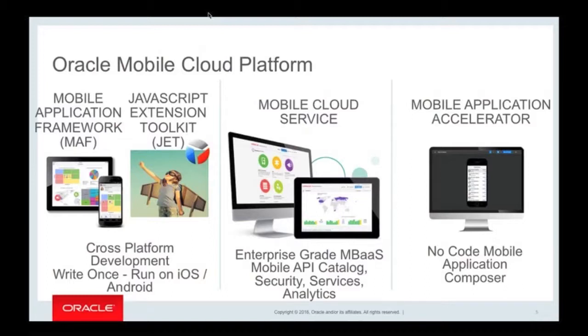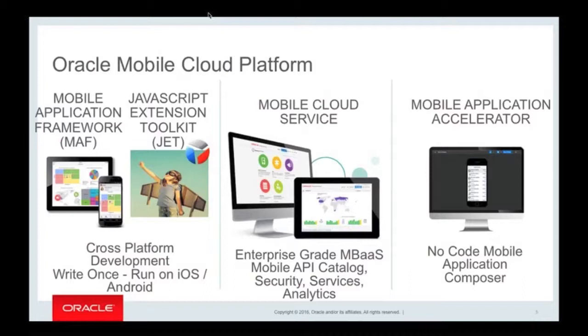On the left-hand side of this slide, we have client-side frameworks for developing mobile applications. These include our mobile application framework and our JavaScript extension toolkit, which we call MAF and JET, respectively. These are both cross-platform development tools. You write once, you run on multiple platforms, including iOS and Android.